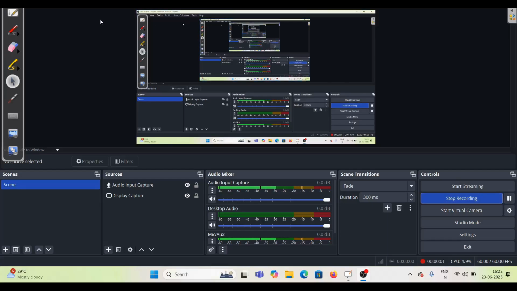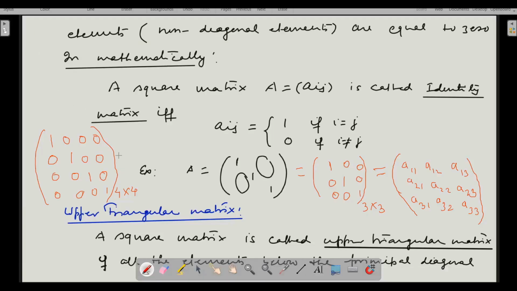Let's move on towards our next topic of discussion, that is identity matrix. So what does it mean by identity matrix? Mathematically, I will teach you the mathematical definition first, then we will look at the definition in words. So let's have a look at the mathematical definition of identity matrix.